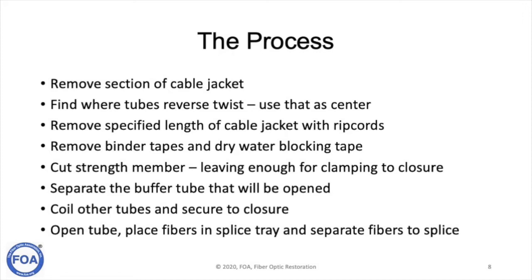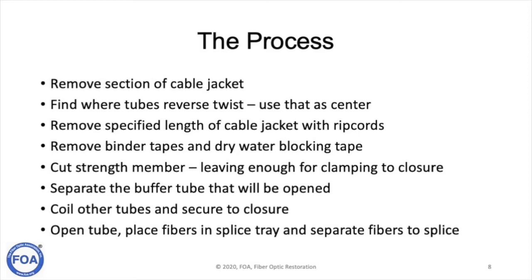Here's the basic process. You first remove a section of the cable jacket near where you're going to be making the splices. You find where the tubes in the cable reverse their twist. They're contrahelically wound, so every now and then the twist changes direction. You need to find that point because that is where you want the center of the tubes to be when you make the midspan entry, so that the tubes can easily be coiled up and stored in the splice closure.